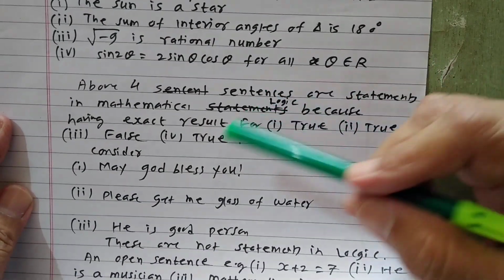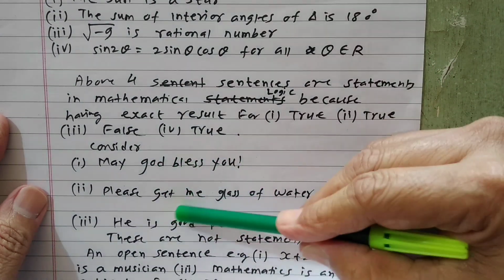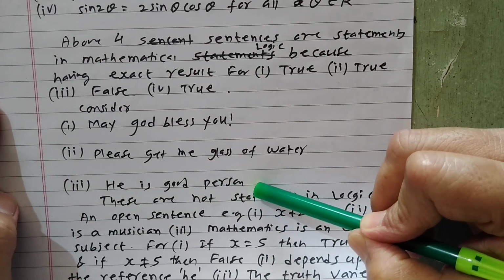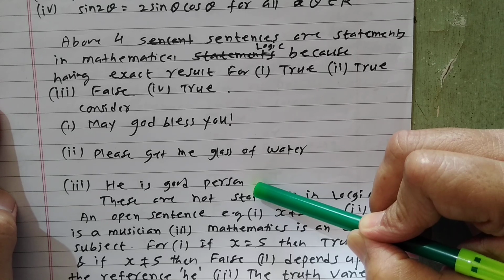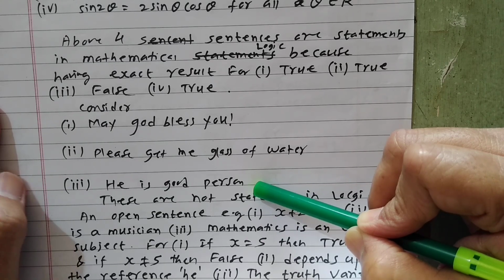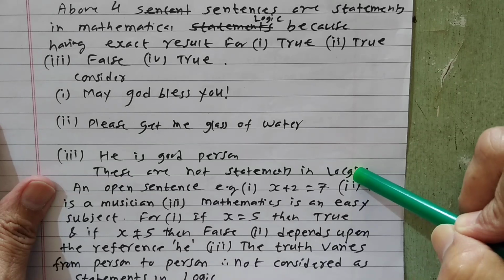Now consider some following statements. May God bless you. Please get me a glass of water. He is a good person. Now these three are only statements in English, but these are not from mathematical logic because we cannot say an exact answer, yes or no. These are not statements in logic or mathematical logic.